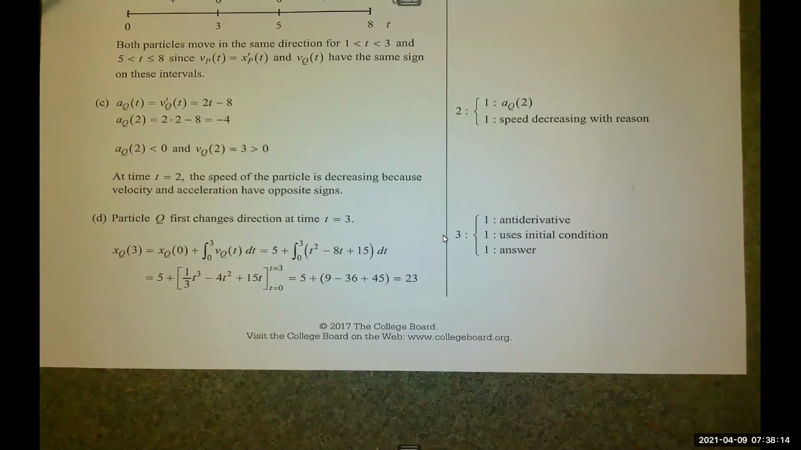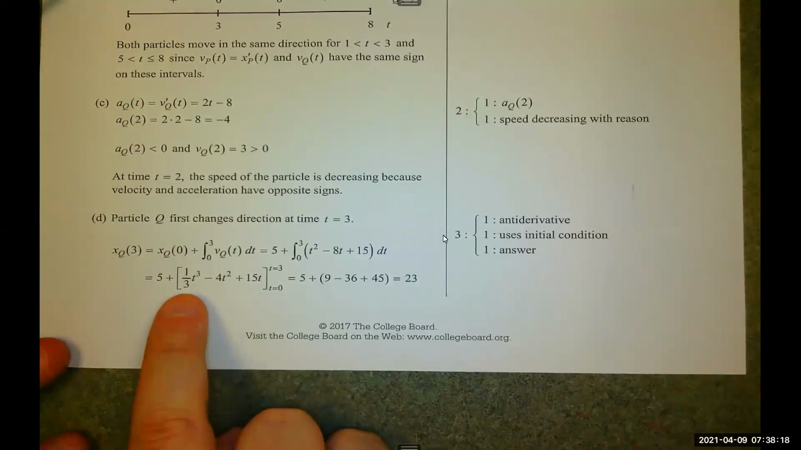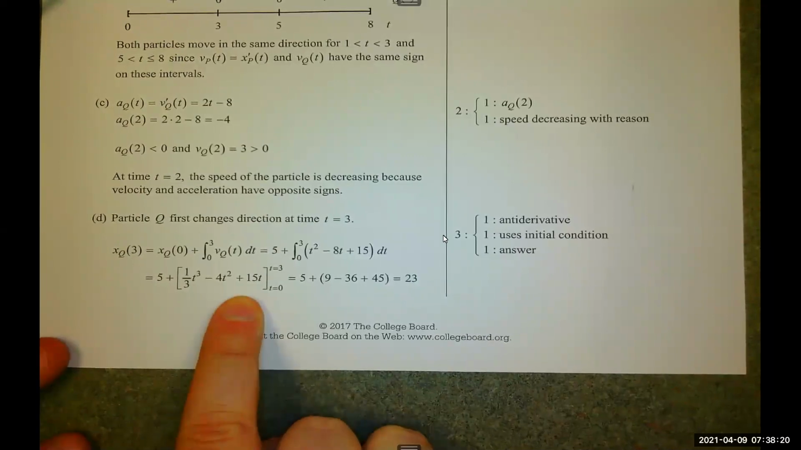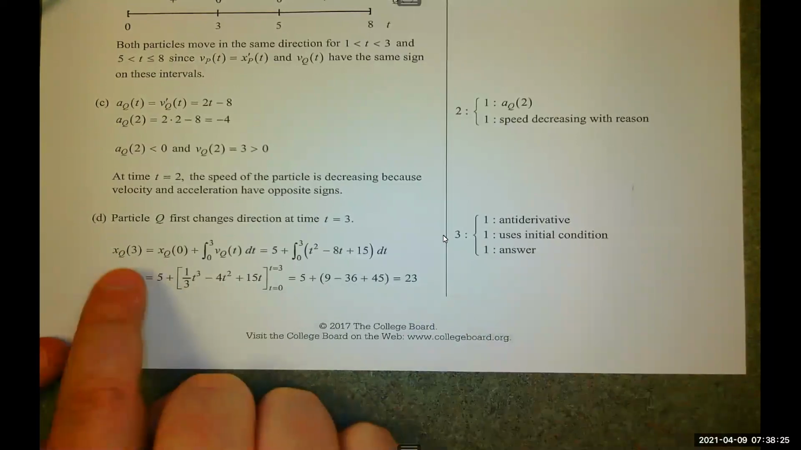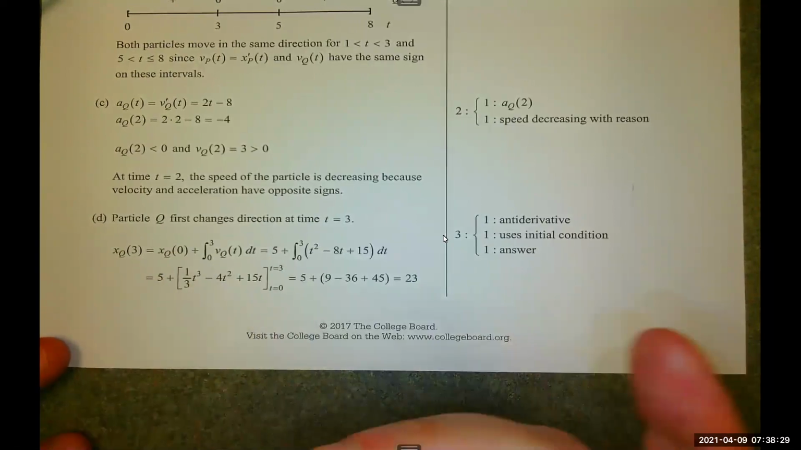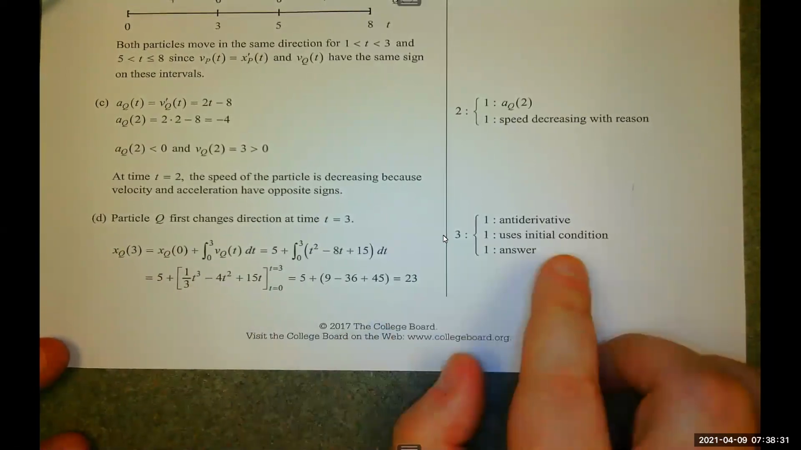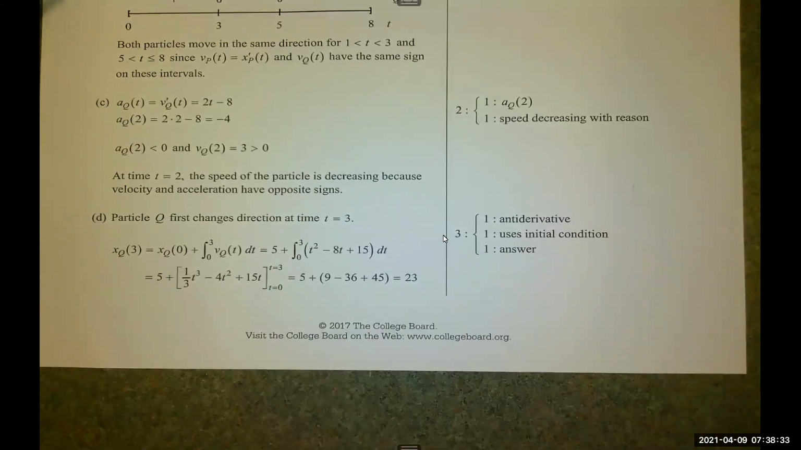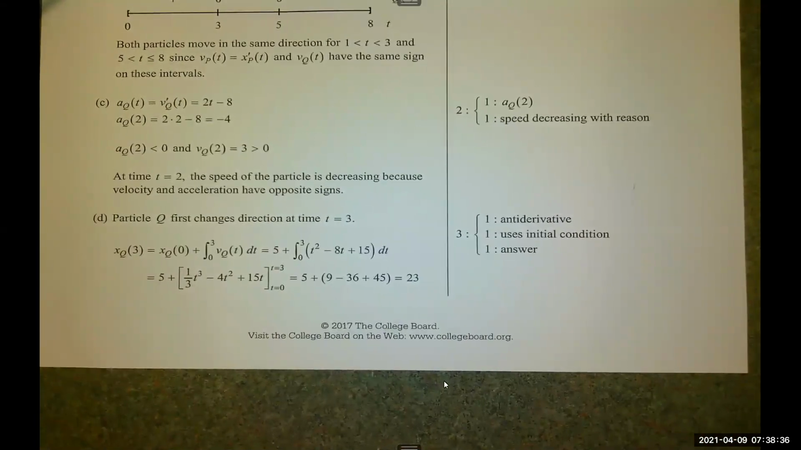I don't want to spend a whole lot here. There are 3 points. 1 point is for having the 1/3 t cubed minus 4t squared plus 15t. 1 point is for, in some fashion, adding 5. So you have 3 versions here. You have my version, and then, of course, the final answer, 23, which brings us to the end of topic 2.